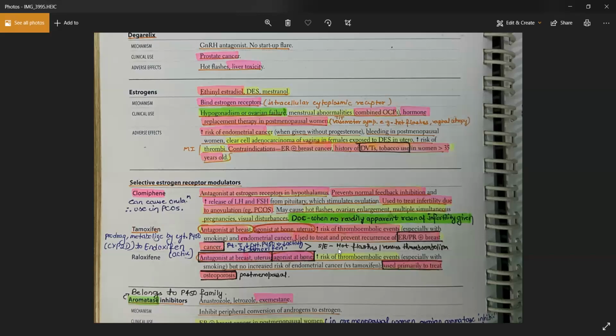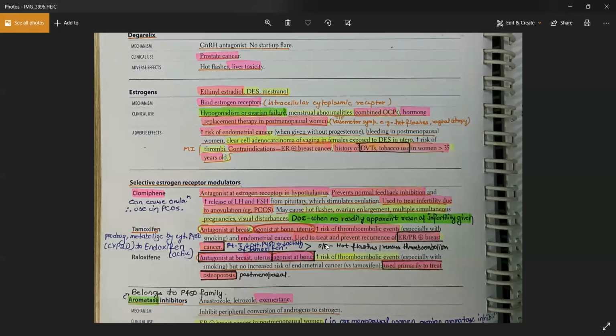As a side effect of these drugs, apart from endometrial cancer in the case of tamoxifen, the patient can have hot flashes and venous thromboembolism. So whenever the patient has a history of tobacco use or a DVT, you cannot give these drugs, because this will put the patient at an increased risk of DVT, right? So for both of these drugs, you will have hot flashes and venous thromboembolism as side effects. Okay, and these drugs require cytochrome P450 for activation.